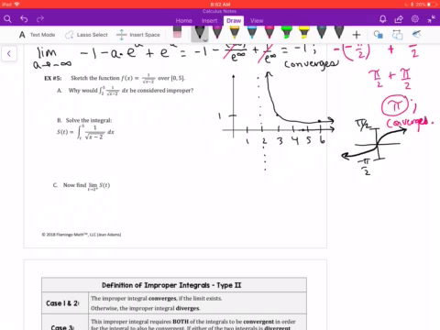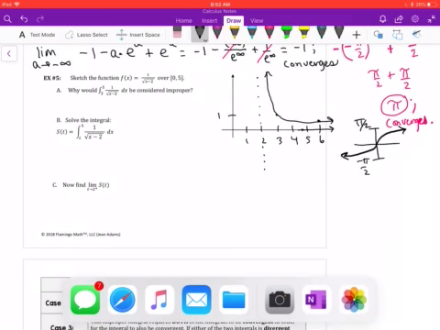Why would the integral from 2 to 5, 1 over the square root of x minus 2 dx, be considered improper? I think you should think about that, but you probably all already recognize that because there is a vertical asymptote at x equals 2, that is why it would be improper. And so I would say the integral from 2 to 5, 1 over square root of x minus 2 dx is considered improper.